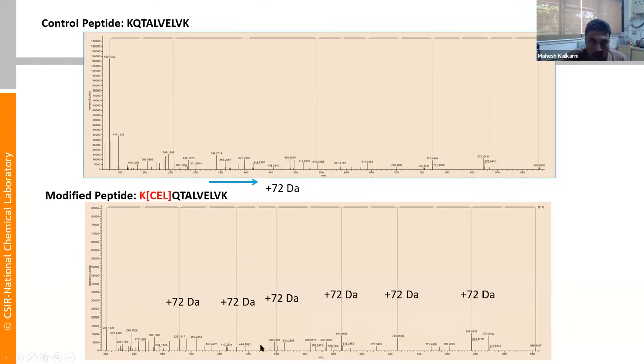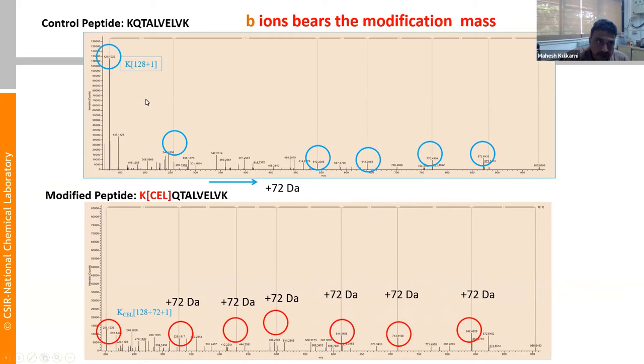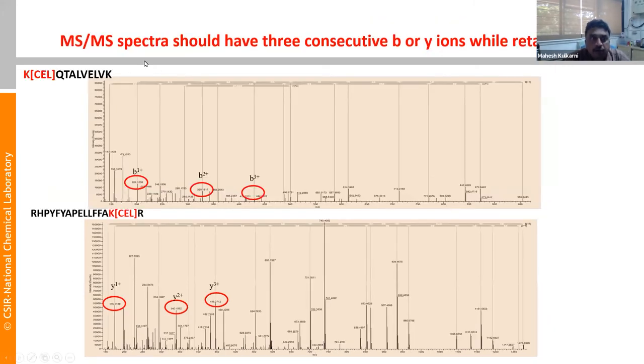Whereas B ions show an increase in mass corresponding to the modification. All the B ions now show an increase in mass by plus 72 daltons. The first one, in the case of unmodified, the lysine is 128 plus 1, whereas in the modified case, the lysine shows an increase in mass by 72 daltons, 128 plus 72 plus 1, so the first fragment ion is 201. Likewise, all the B ions show an increase in mass by 72 daltons. The other criterion that we considered was that the MS-MS spectra should have three consecutive B or Y ions while retaining the modification. If you look at these peptides, there are consecutive B ions, B1, B2, B3, and similarly Y1, Y2, Y3.